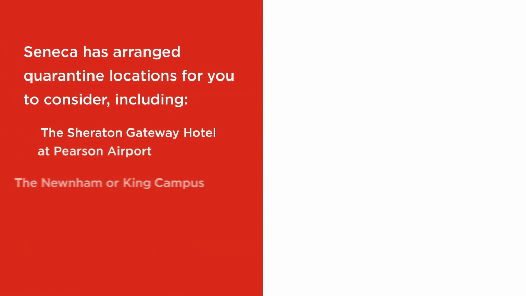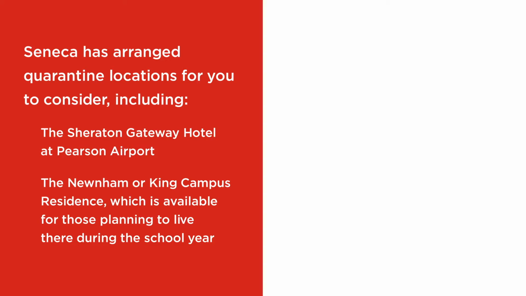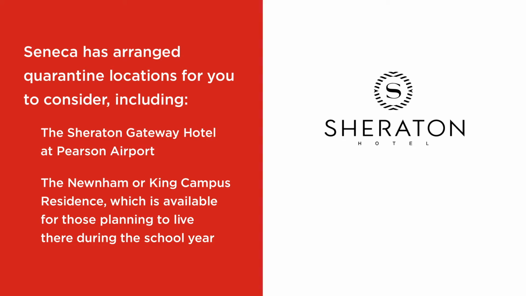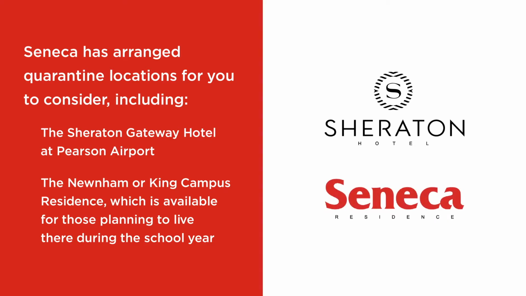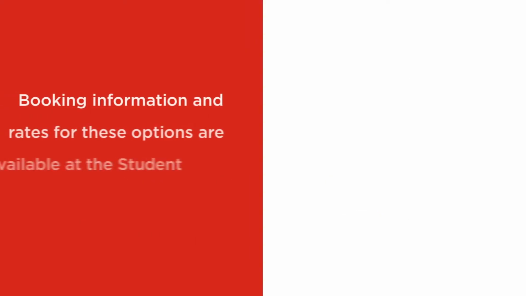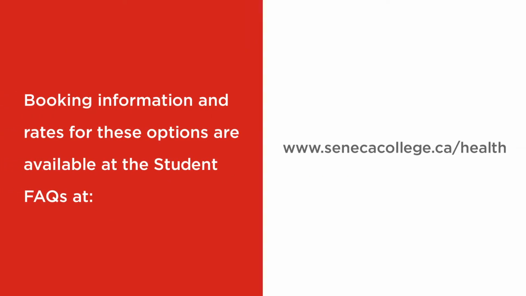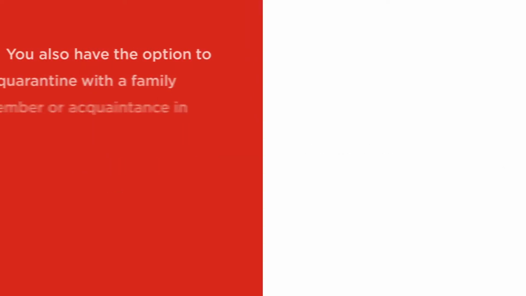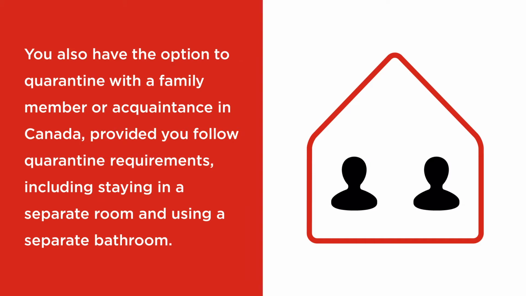Quarantine options. Seneca has arranged quarantine locations for you to consider, including the Sheraton Gateway Hotel at Pearson Airport and the Newnham or King Campus residence, which is available for those planning to live there during the school year. Booking information and rates for these options are available at the student FAQs at www.senecacollege.ca/health. You also have the option to quarantine with a family member or acquaintance in Canada, provided you follow quarantine requirements, including staying in a separate room and using a separate bathroom.